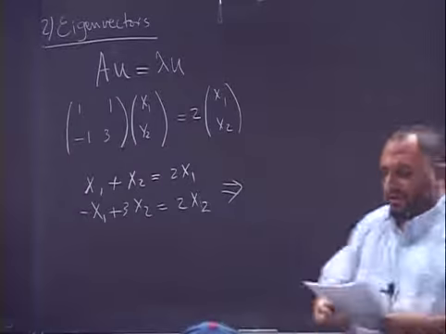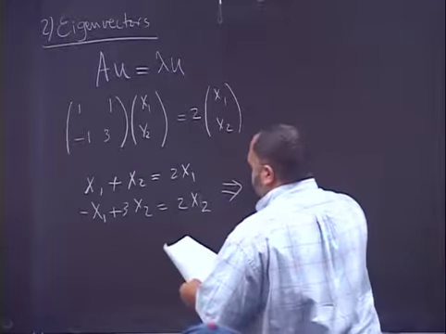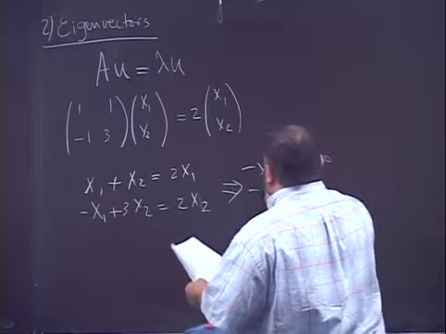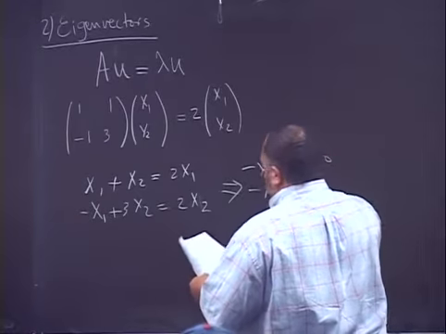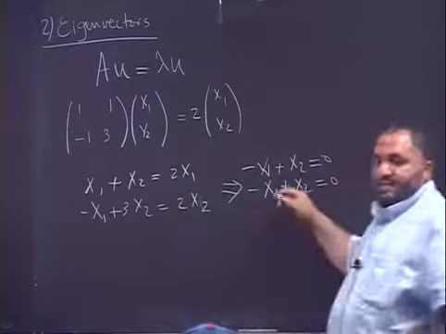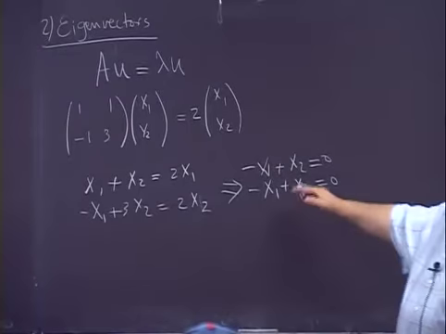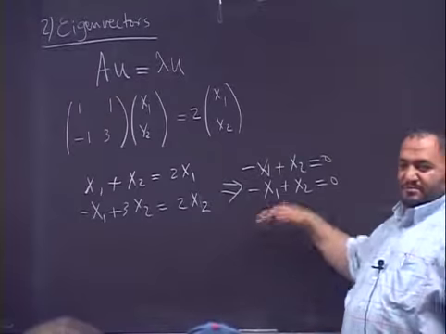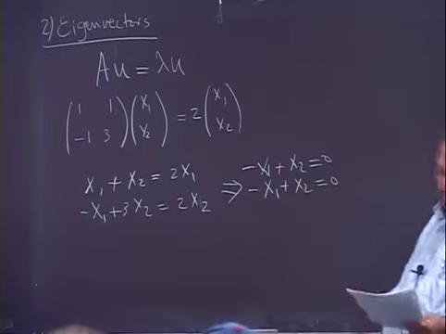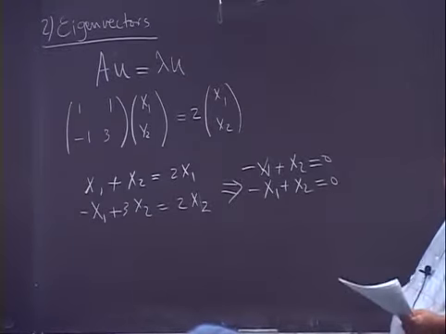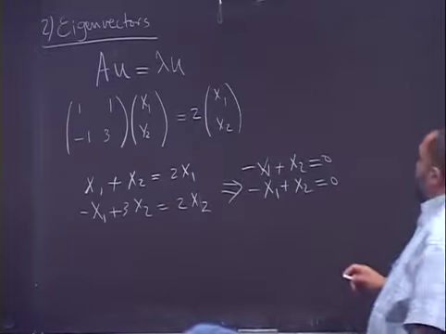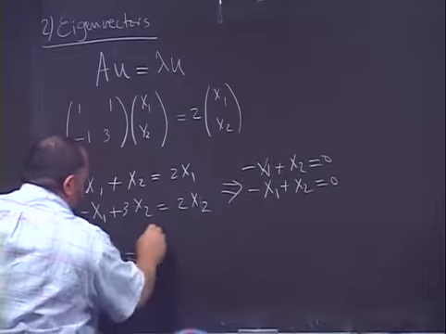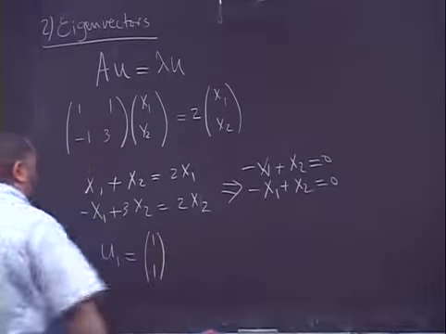And this will give you the following set of equations. This will give you -x1 + x2 = 0, and -x1 + x2 = 0 again. So same equation. So it's two equations, but they are identical or linearly dependent. One is the other multiplied by one. So in this case, I will have only one eigenvector, u1, and the solution for u1 will be just (1, 1).